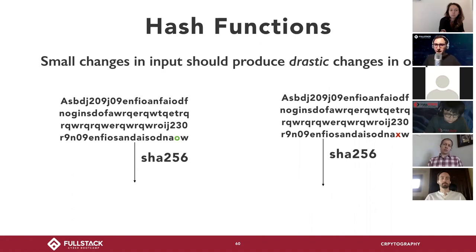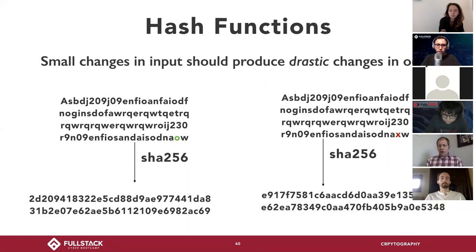Don't worry too much about the math. The important part here is to take a look at this. When I run two very, very similar inputs through the same hash function, look how drastic their differences are. Look at how big. They don't even look similar at all, right? The left one looks nothing like the right one. And this therefore is a very good hash function. Small changes in input produce very drastic changes in output.